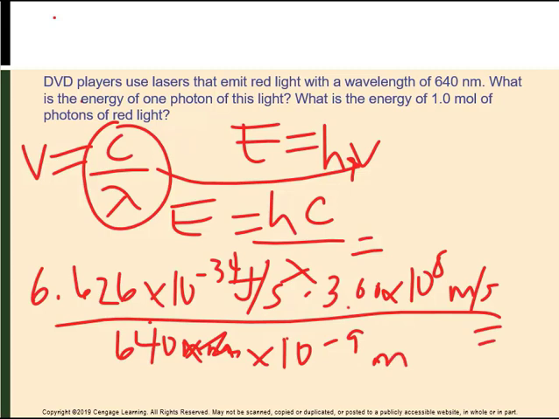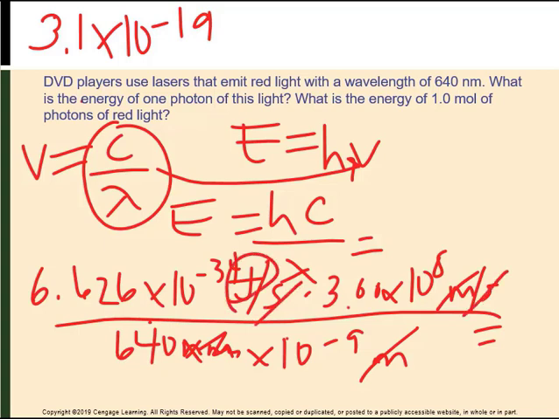So let's see what we get when we do this. Plug it into your calculator with me, and I got 3.1 times 10 to the negative 19. Hopefully you got the same. I'm going to write it up here. And let's see what our units are. We've got meters and meters canceling, seconds and seconds canceling, and this should be joules per 1 photon. All right, so that's the energy for 1 photon.